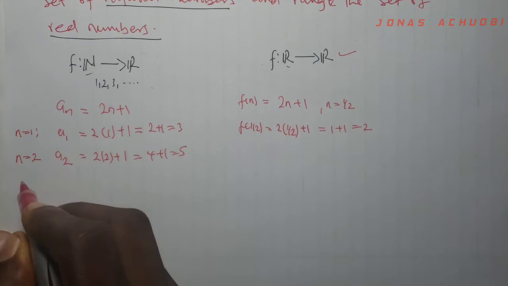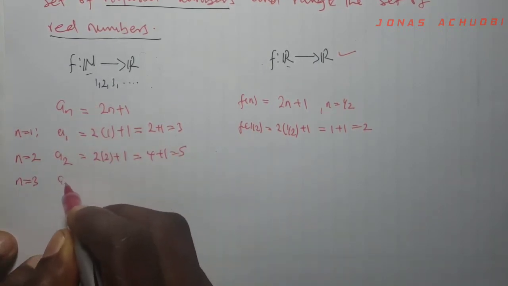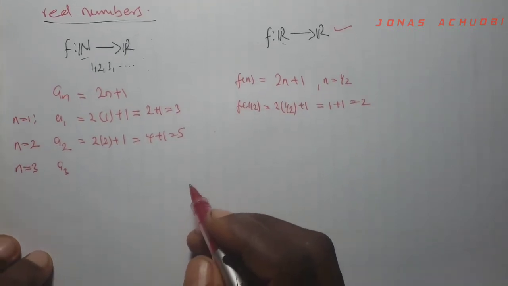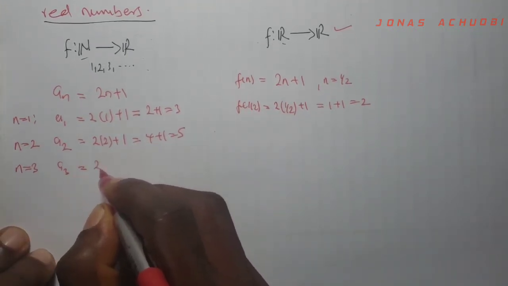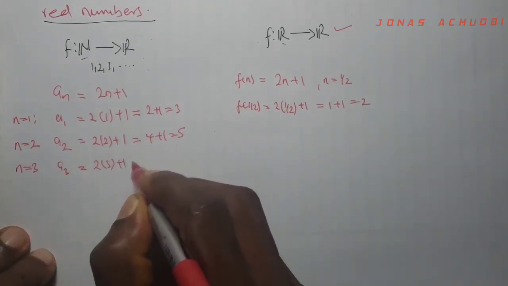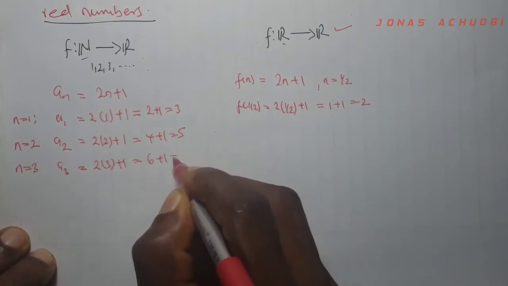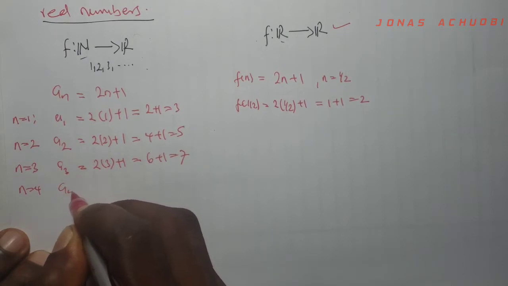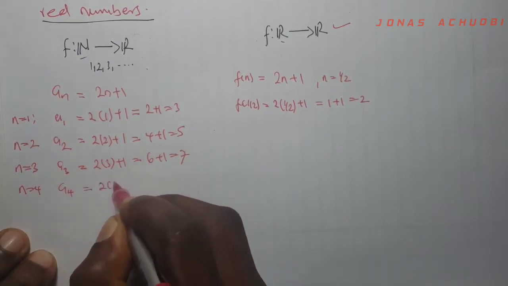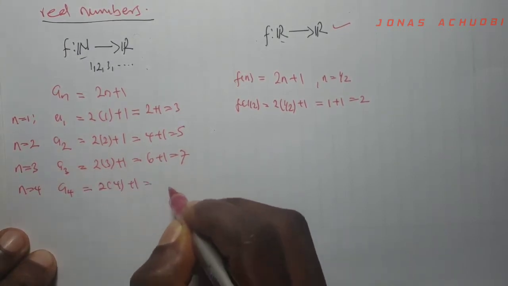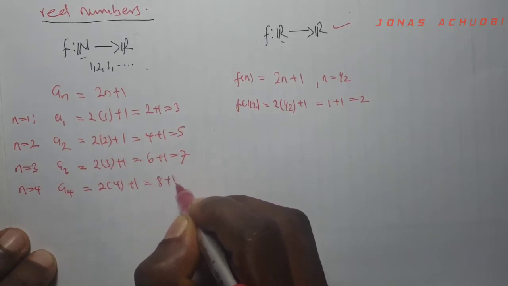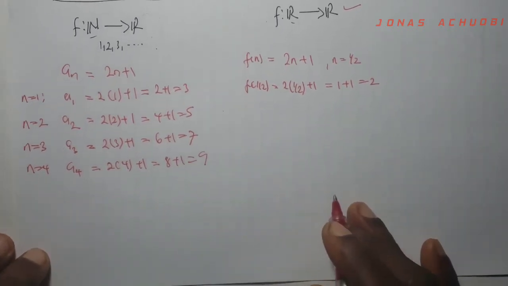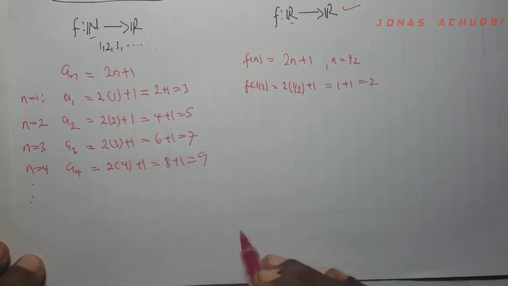Let's get 2 more terms of the sequence. So when n is equal to 3, I'll get a_3, that's the third term of the sequence, as 2 into 3 plus 1, that gives me 6 plus 1 equal to 7. And when n is equal to 4, I have a_4 equal to 2 into 4 plus 1, that is 8 plus 1 equal to 9. Of course, I can go on and on.